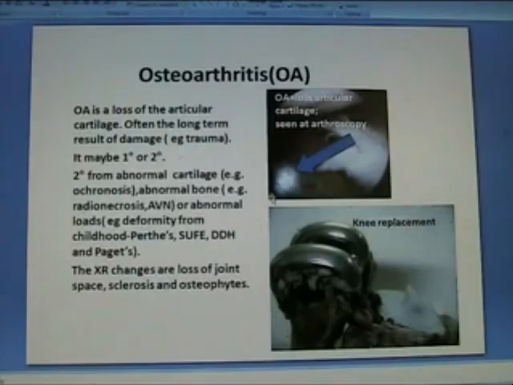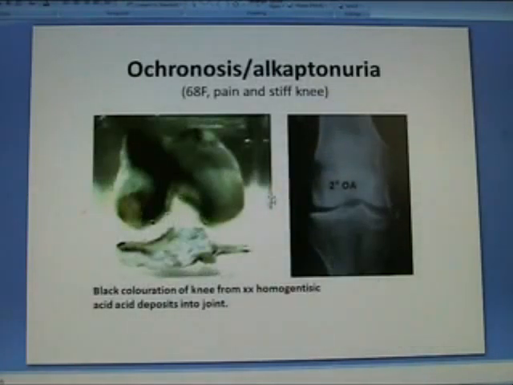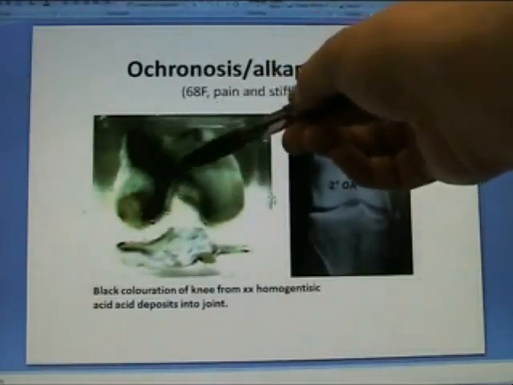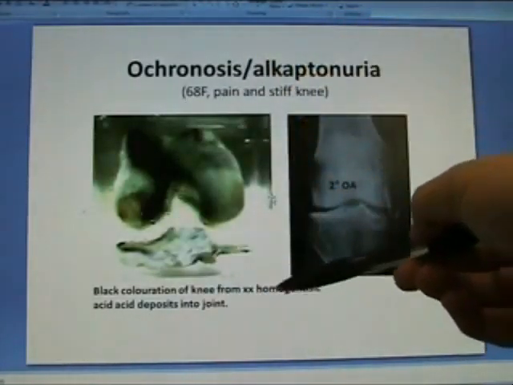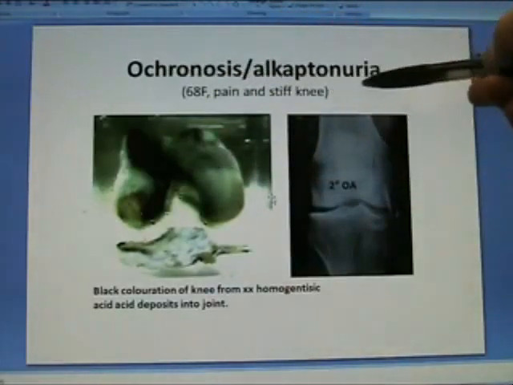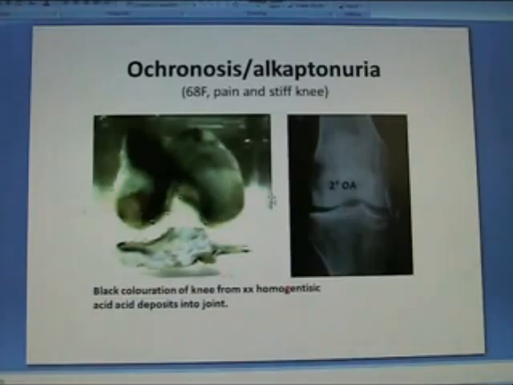The human body's just like a car. It breaks down or wears out; either fix it up or replace the worn out part. The more you drive it, the quicker it wears out. So here's a beautiful specimen. Abnormal cartilage, black pigmentation from homogentisic acid crystals being deposited into the area. This condition is called ochronosis, alkaptonuria. It wears out too quickly. Can't take the loads. So abnormal cartilage, excessive loads, wears out: secondary OA.